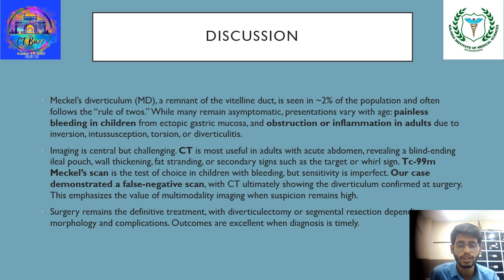CT is most useful in adults with acute abdomen, revealing a blind ending ileal pouch with thickening, fat stranding or secondary signs such as the target or whirl sign. Technetium 99 Meckel scan is test of choice in children with bleeding, but sensitivity is imperfect. Our case demonstrated a false negative scan, with CT ultimately showing the diverticulum confirmed at surgery. This emphasizes the value of multimodality imaging when suspicion remains high.